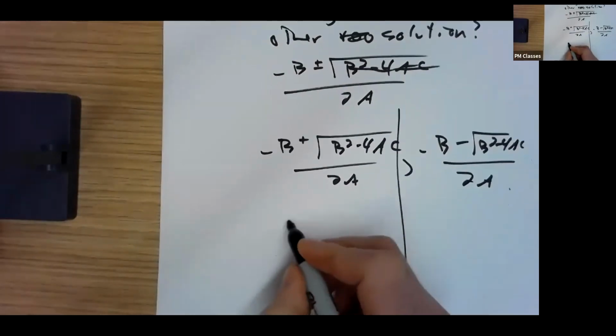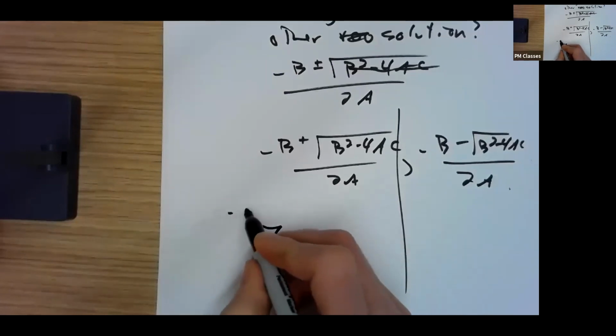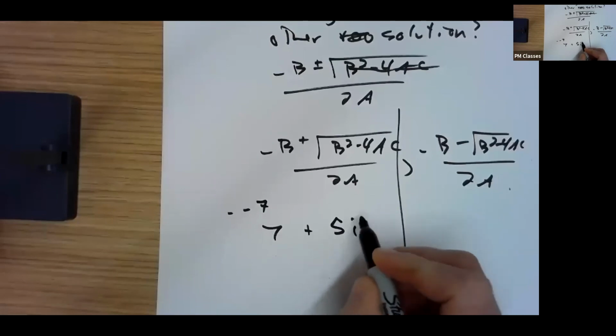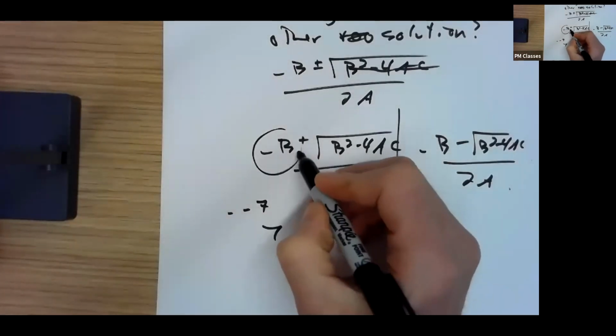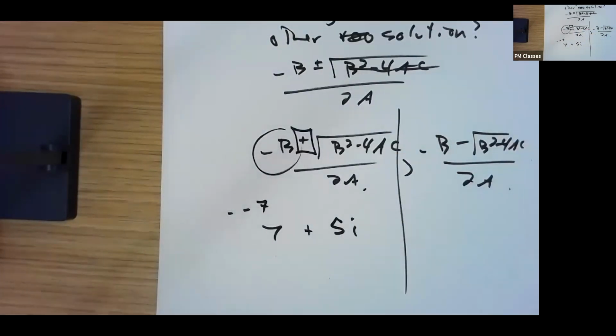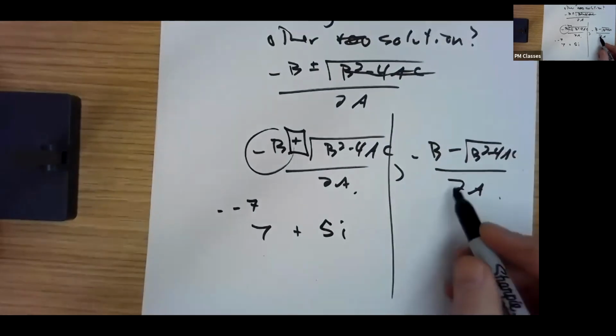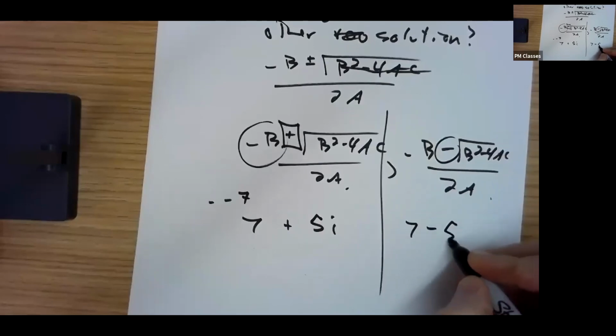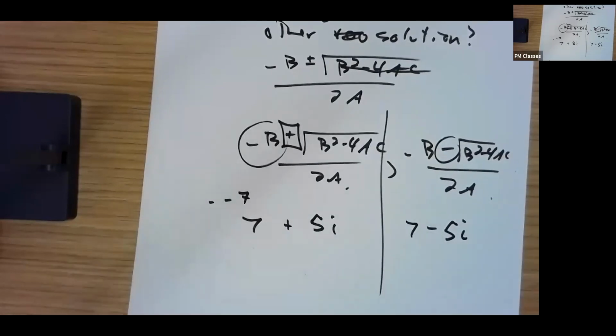If one root is going to be 7, I guess that must have been minus 7 to get me that, but it's 7 plus 5i. So this number plus 5i, and I guess there must have been 1 in the denominator. Then over here we'd have 7 minus 5i. That's how quadratics with imaginary numbers have to come together.